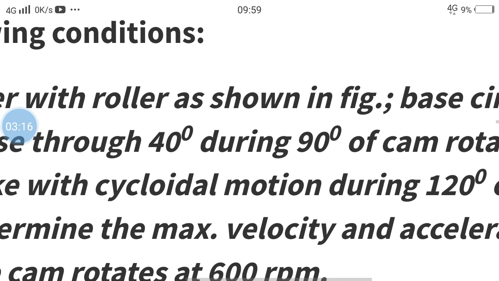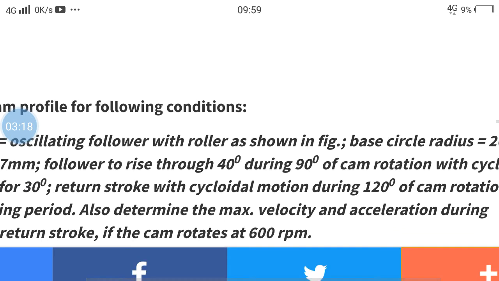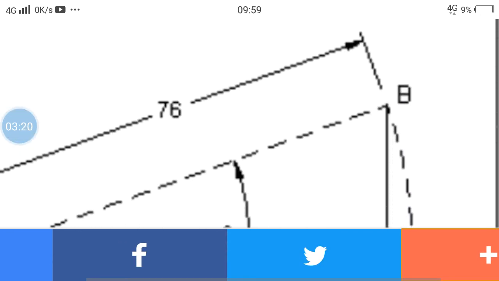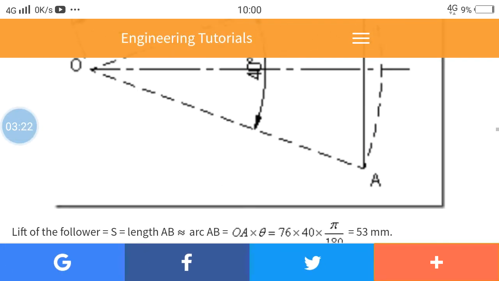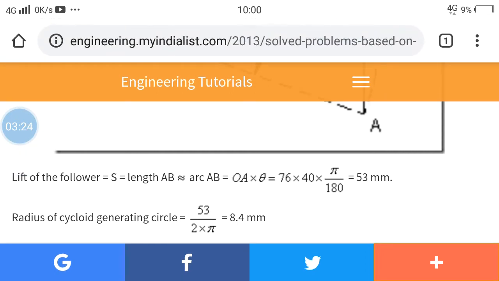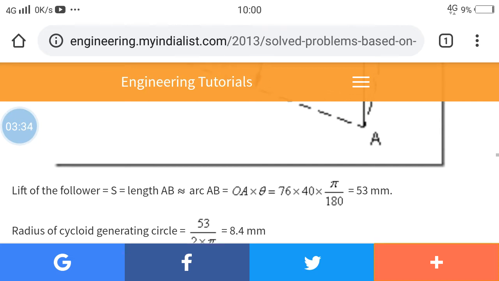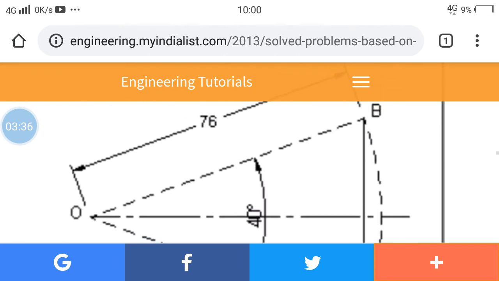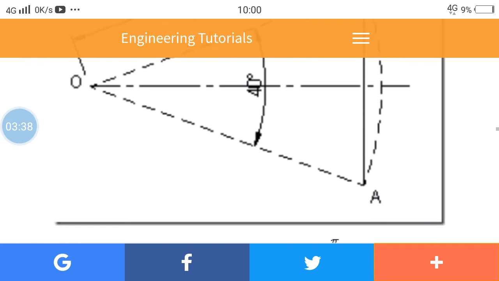The oscillation is 40 degrees during 90 degrees of the cam rotation. Here what you need to do is find out the lift of the follower. He has given it in angle, so you convert that angle into mm. S is the lift, arc AB. You need to find arc AB. OA is how much? 76 mm, 76 mm only.